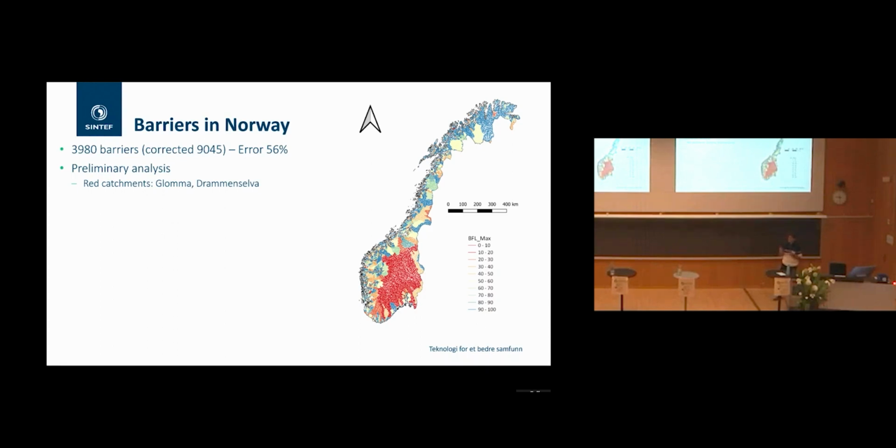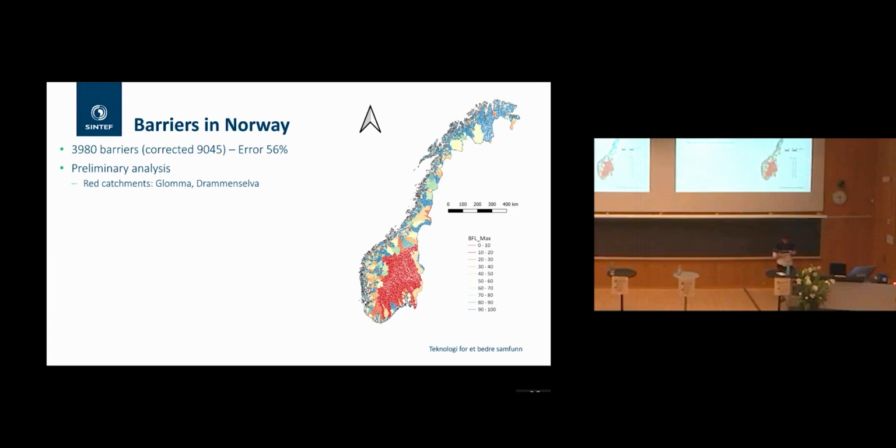But on that, I have to say the large dams are very well reported. What is underreported many times is the bed sills and the weirs. And this is just a preliminary analysis; I didn't do an analysis like the one for the Balkans here. We have the Glomma and the Drammen-Selva here, which are red and very fragmented. It is one of the areas with the largest hydropower production, I think, but also inhabited area.